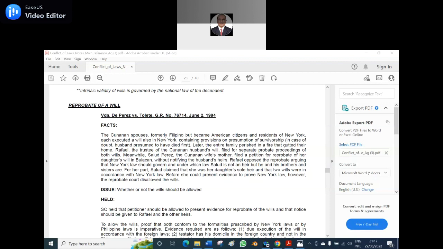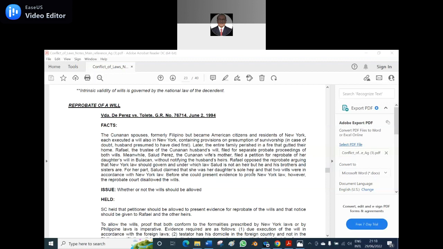Here, in the sense of the deceased's brother or sisters. For her part, Salud claimed that she was her daughter's sole heir, and that the two wills were in accordance with New York law because both spouses had executed a will. Here, Rafael is the trustee of the husband's will. As per the husband's will, Rafael is there. For the wife's will, the mother is there.